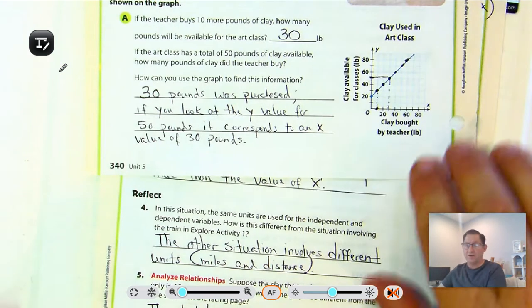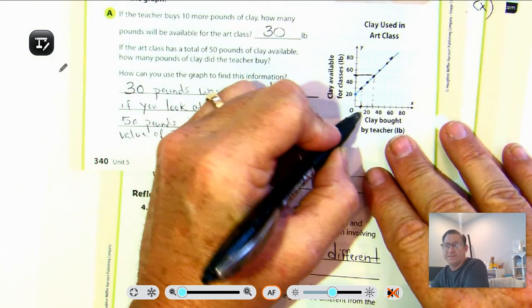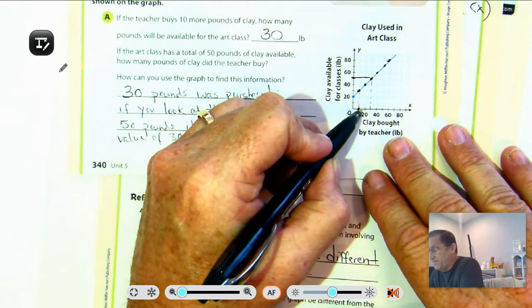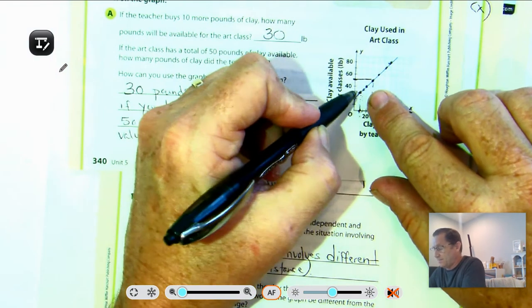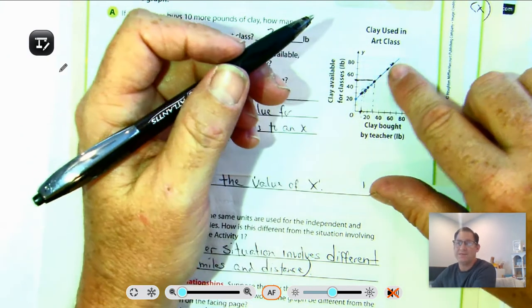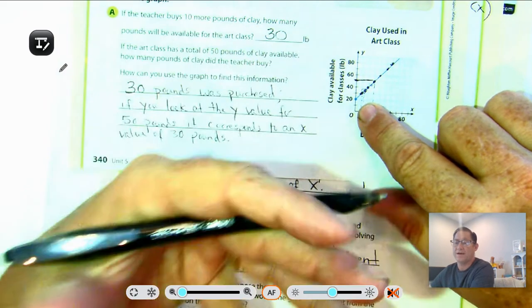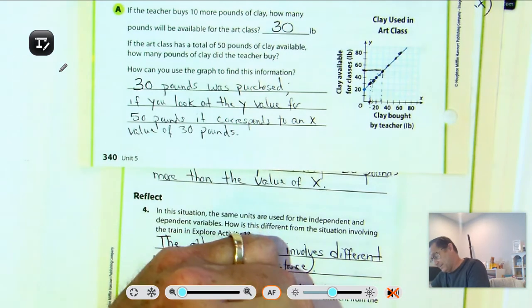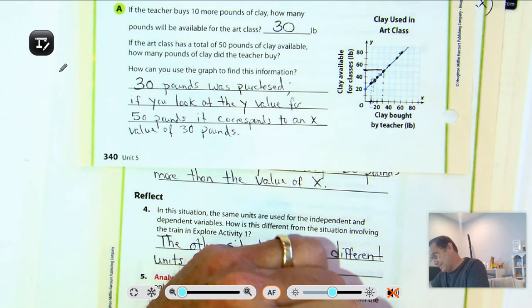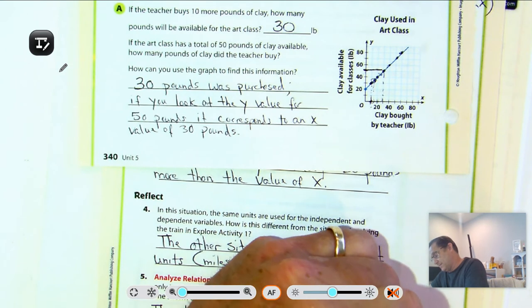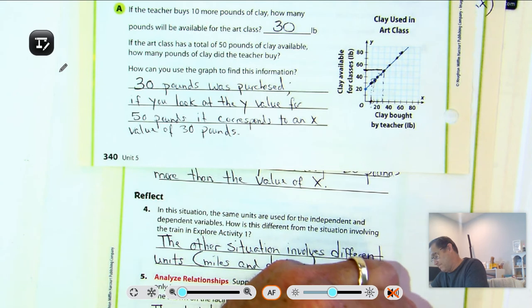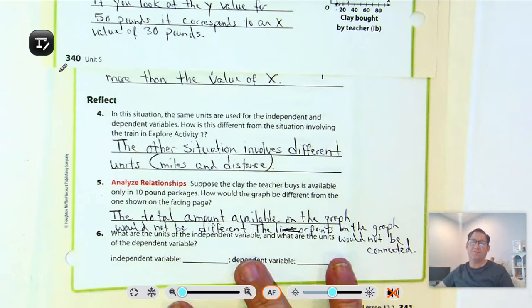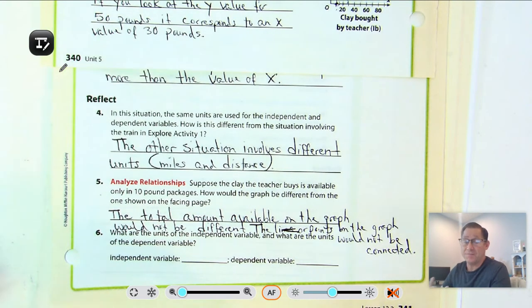Okay, so there is going to be one slight difference though. They're only available in 10-pound packages. That means I can't have 15 pounds, right? So if they're not available in 15, that means all the spaces in between the dots, or the ordered pairs, would not be available. So the points on the line would not be connected. So the total amount available on the graph would not necessarily be different, but the line or points on the graph would not be connected.